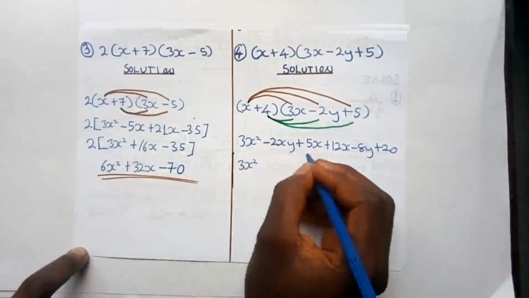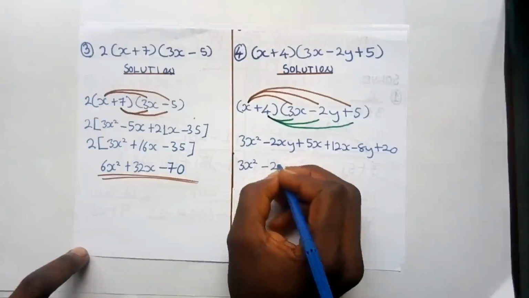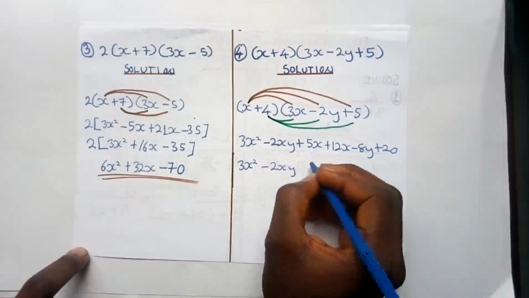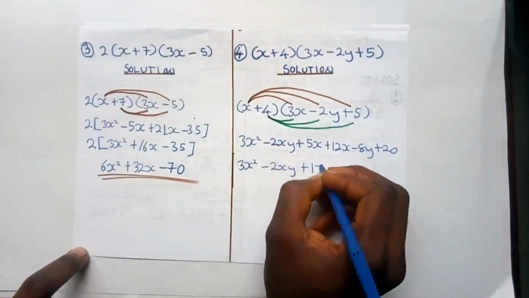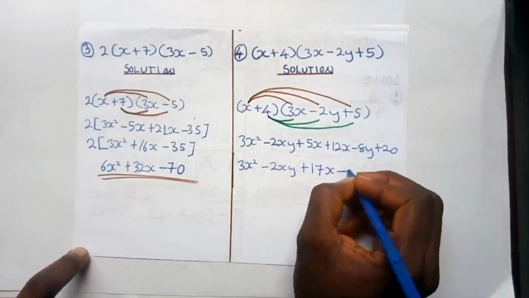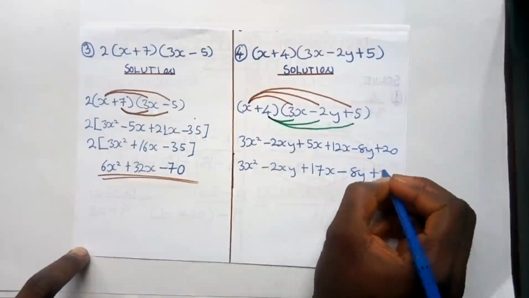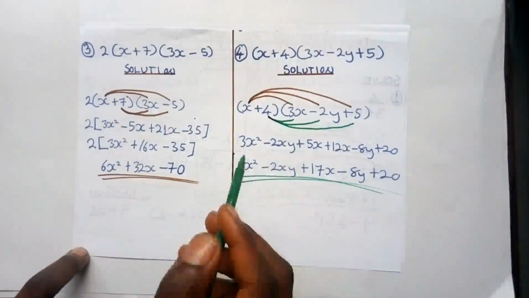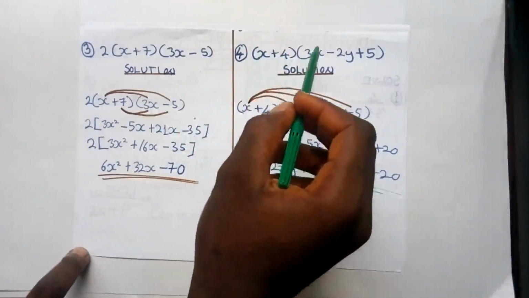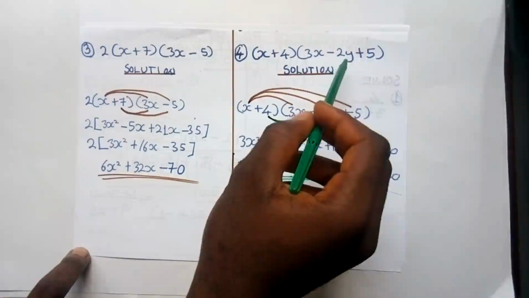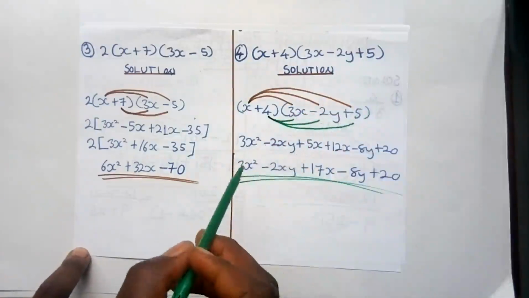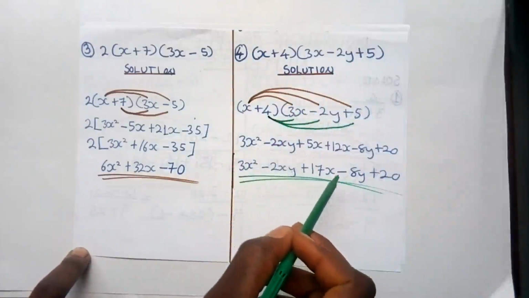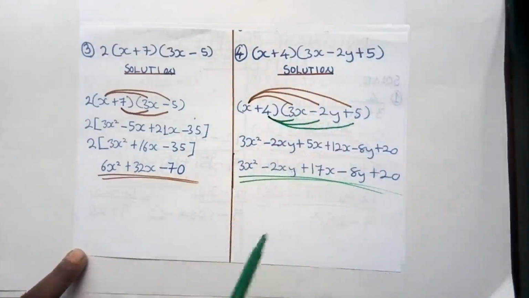3x squared, minus 2xy, 5x plus 12x gives us 17x, plus 17x minus 8y plus 20. So when you multiply x plus 4 by 3x minus 2y plus 5, you have 3x squared minus 2xy plus 17x minus 8y plus 20 as your answer.